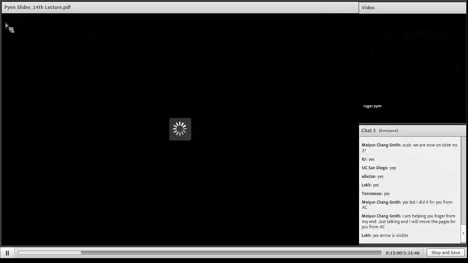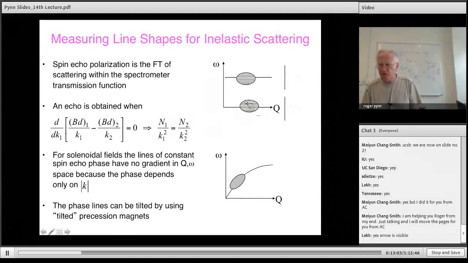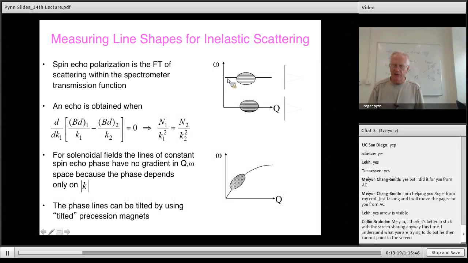I told you, spin echo setup. You have this transmission function of the instrument here, and inside that transmission function, you have these lines of constant spin echo phase. So, supposing you have an excitation that you're trying to measure, and you'd like to know what the line width of it is, and the excitation has some finite energy. So here, imagine that you've got some Einstein mode, which has a constant frequency as a function of Q. So one question you might ask is, can you measure that?